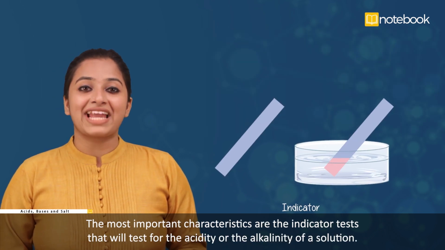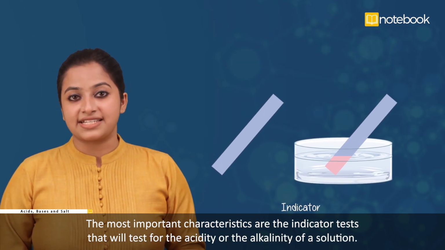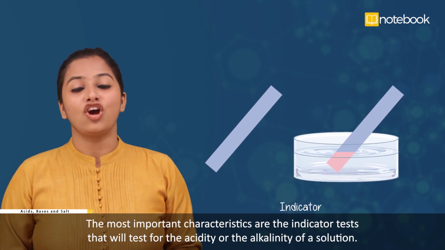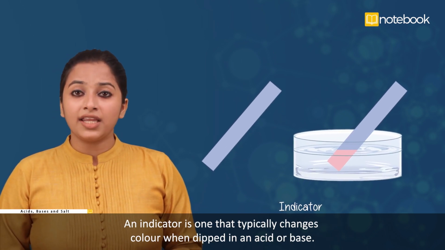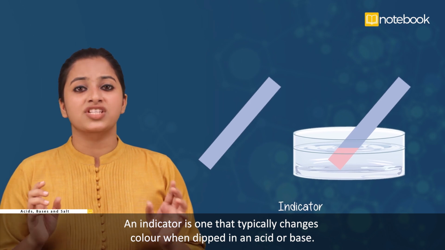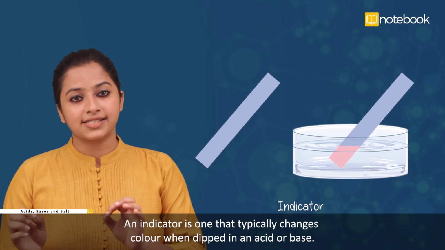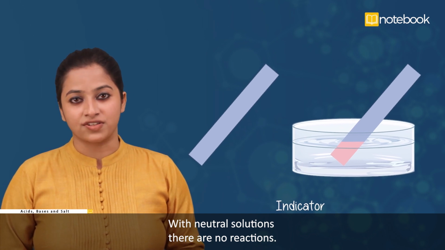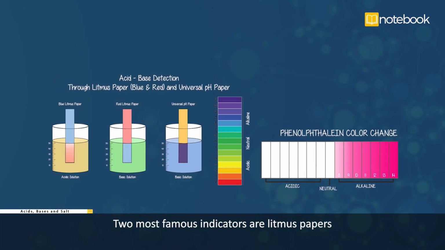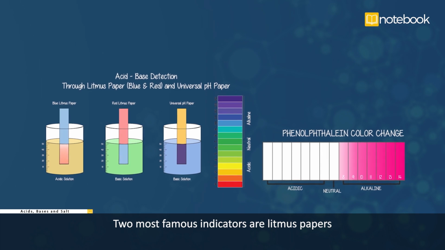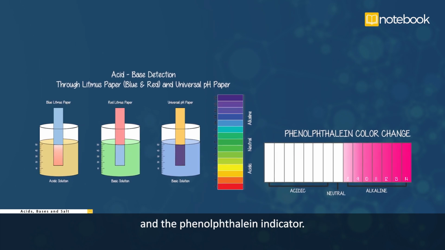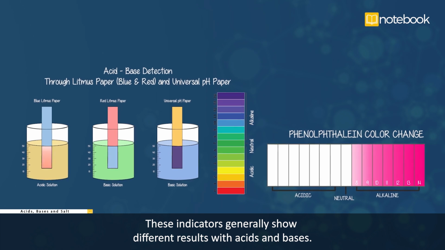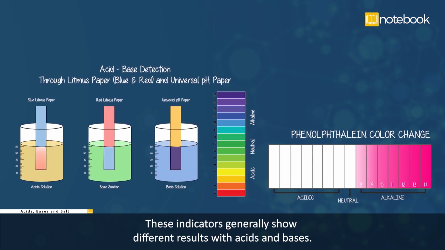The most important characteristic are the indicator tests that will test for the acidity or the alkalinity of a solution. An indicator is one that typically changes color when dipped in an acid or base. With neutral solutions, there are no reactions. Two most famous indicators are litmus papers and phenolphthalein indicator. These indicators generally show different results with acids and bases.